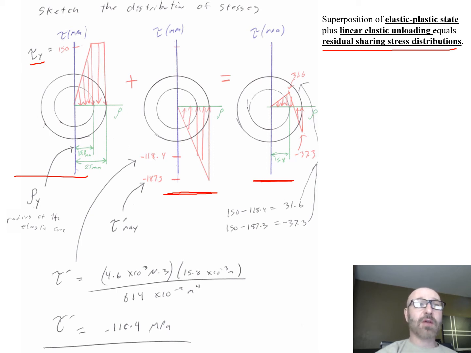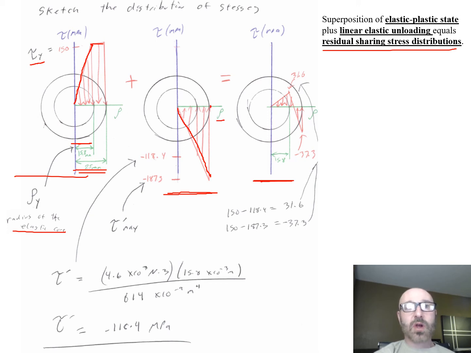So we do the first two diagrams first. Here's the circle of our shaft showing our outer radius, which is a C value of 25 millimeters. Pay attention, we're going to use some millimeters here. And then we had our radius of the elastic core, our rho sub y, 15.8 millimeters. So we have this linear elastic region that goes up until we hit that 15.8. Then it levels off at that 150 until we get to the outside at 25 millimeters. Then we do our linear elastic unloading. We unload all the way up to the outer value for our rho, equal to C, and we can see what values we get.